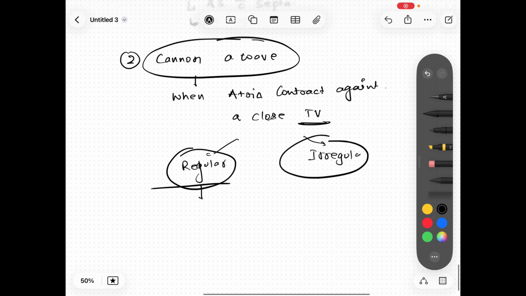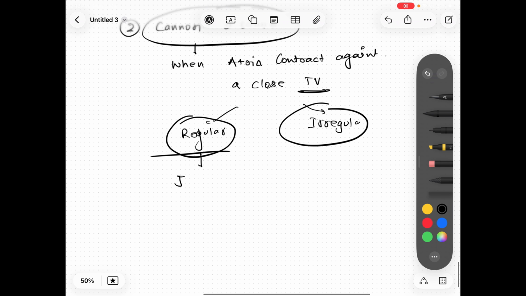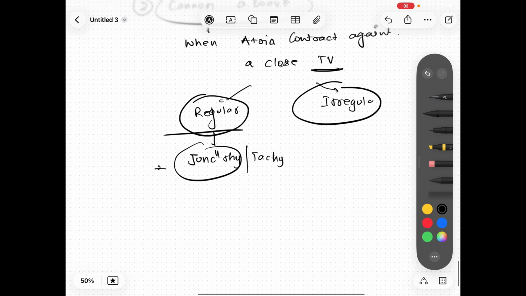If it is regular, then the causes are junctional rhythm or junctional tachycardia. In this, what happens? Suppose this is QRS. Actually, P wave merges with QRS. This is QRS, and this is P wave. When P wave merges with the QRS, that means the atria and the ventricle contract simultaneously against a closed tricuspid valve. This leads to the regular cannon wave.